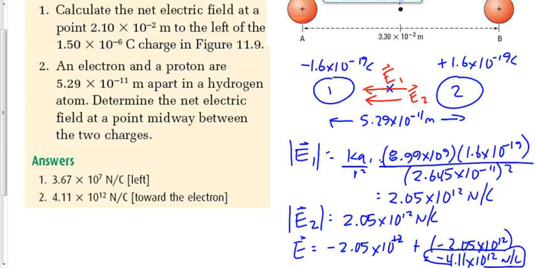Now, I drew the electron on the left side, the proton on the right side. So my answer doesn't really mean left. My answer means left with the way that I have it drawn, which is technically toward the electron. Had I drawn it the other way, I would have gotten a field that was to the right, but it still would have been toward the electron. That's why they say that here.